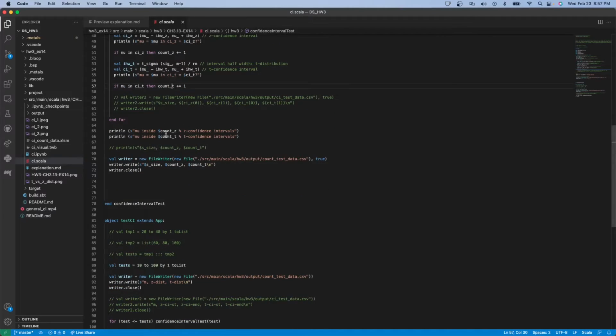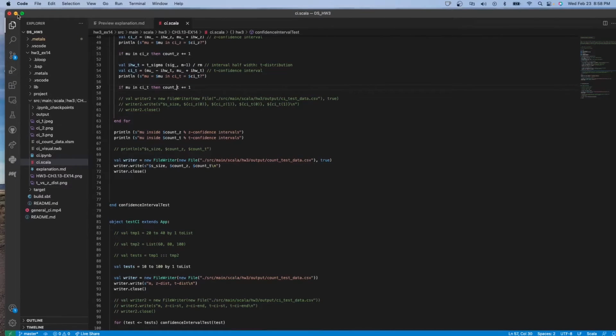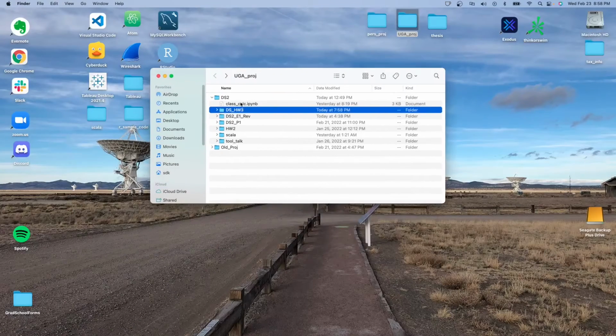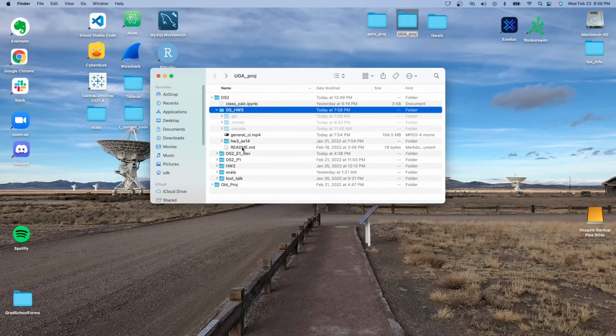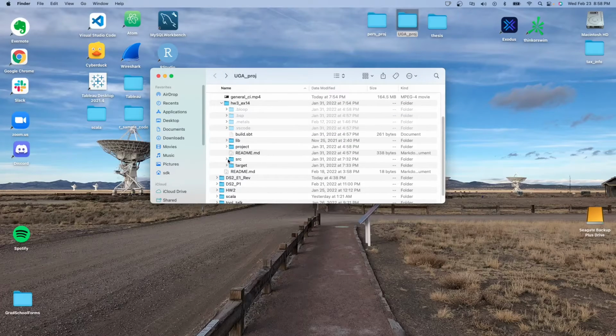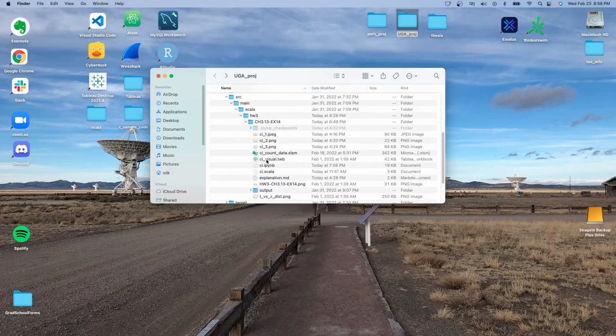Then I wrote some things to print out these values so we can use them as a CSV, to manipulate the data and get some visuals. So now let me open this up and pick out the Excel file that we need.